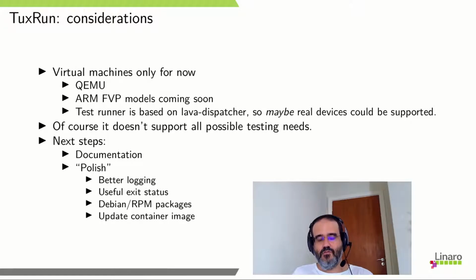So some considerations about TuxRun. Right now we only support virtual machines, so QEMU is the first one and is already supported. We are right now working on ARM FVP models, so that's coming soon. And the test run is actually based on Lava Dispatcher, so maybe with some work we could even support real devices. I'm not promising anything, that's probably a lot of work, but that's something that could be thought about if there's interest from people.